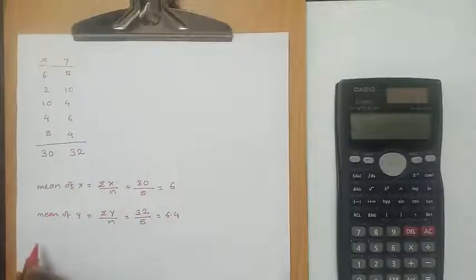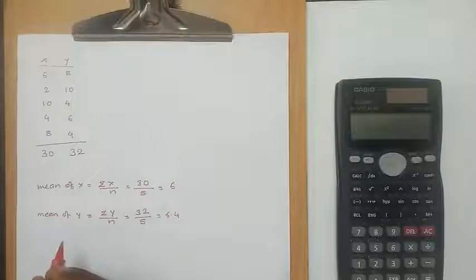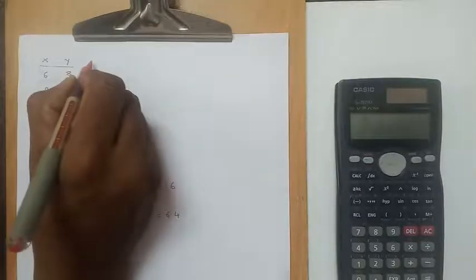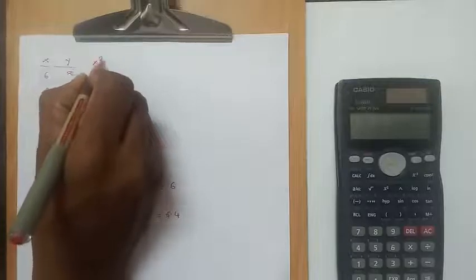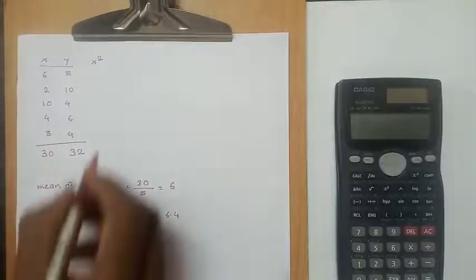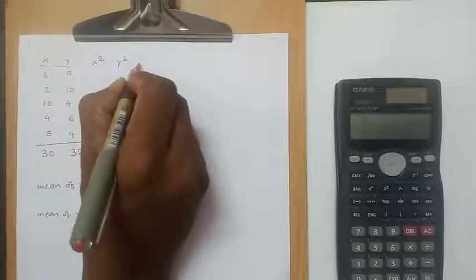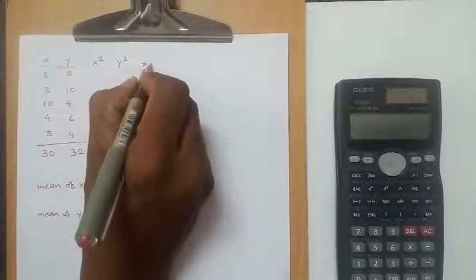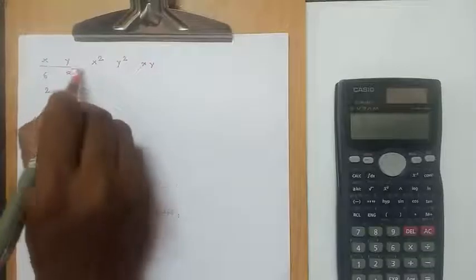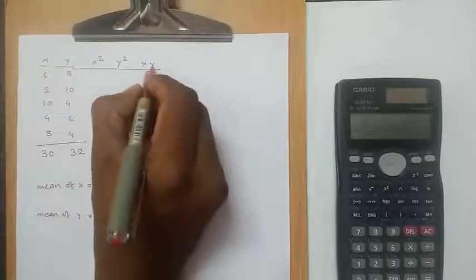Now we'll calculate the variance of x. To get the variance of x, we require x square. Similarly, we want to calculate variance of y, so I will write y square. And we want to get the covariance, so I will write x into y. So we require these quantities.